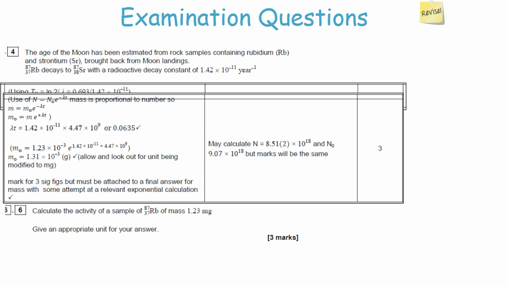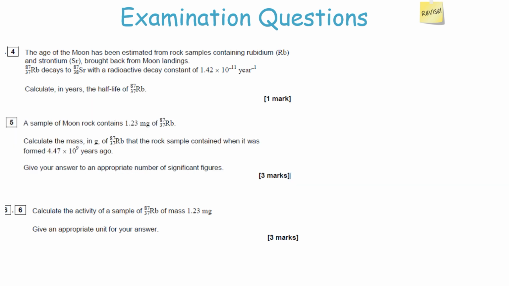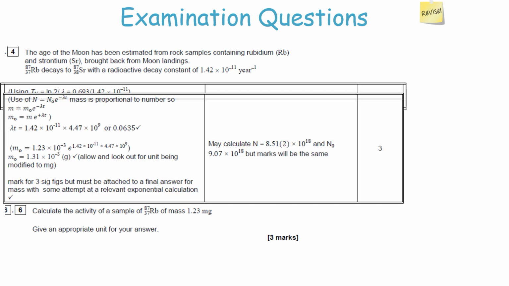Now again, it's important to note that we keep the correct number of significant figures. So if there's 3 significant figures given for the decay constant, there's 3 significant figures given for the mass, you've got to give your answer 3 significant figures. And note we were given milligrams in the question, but we needed the answer in grams, so we converted from milligrams to grams, so it's 10 to the minus 3.